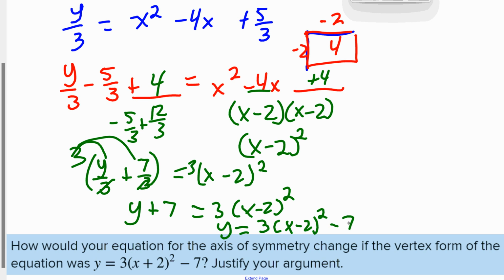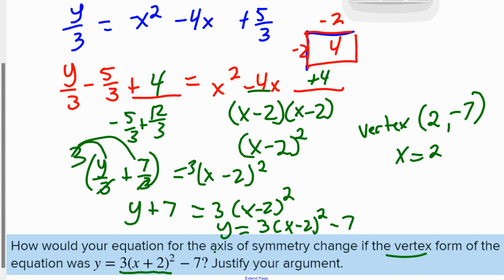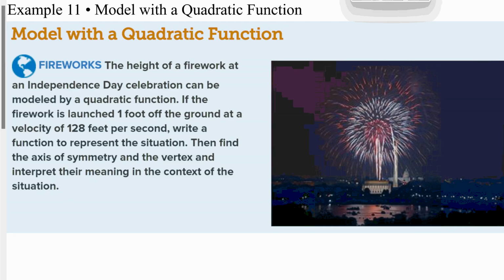Now, my vertex here would be: what minus 2 is 0? That's a positive 2. And that means my axis of symmetry is x equals 2. Now, my y value is -7. So what if I would change the equation to the quantity (x plus 2)? How would that change from the quantity (x minus 2)? How would that change my vertex or my axis of symmetry? Think about that.